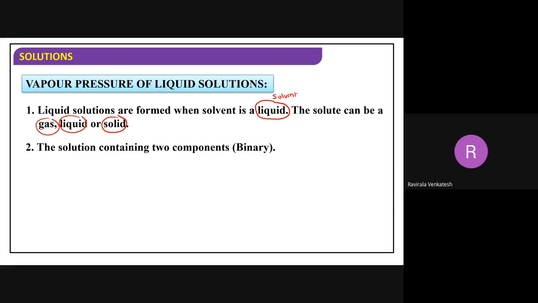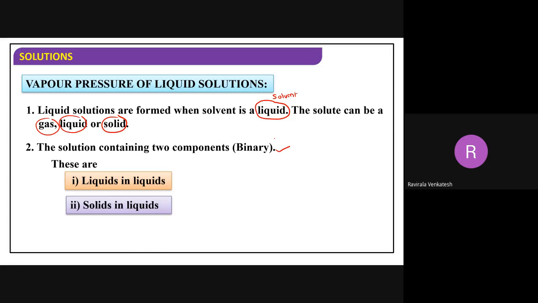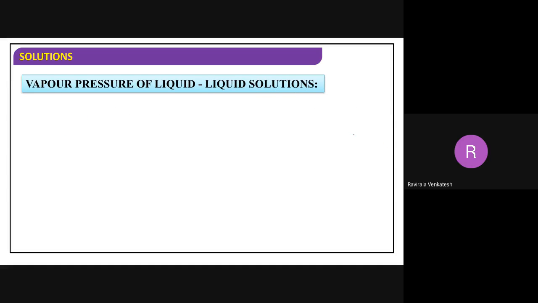The solution containing two components, if it is a binary solution, is one solute plus one solvent. Now, what types of solutions are we having? Liquids in liquids, solids in liquids. Why are we not taking gas in liquids? Because, as I told you in the last class, the solubility of gas in liquids is very less, so generally we avoid this. So mostly we discuss liquids in liquids only.